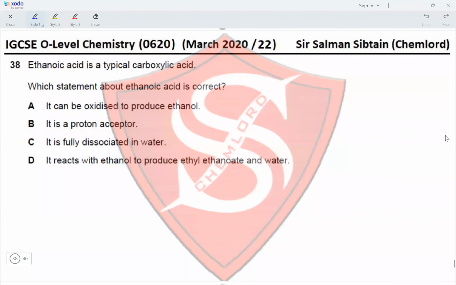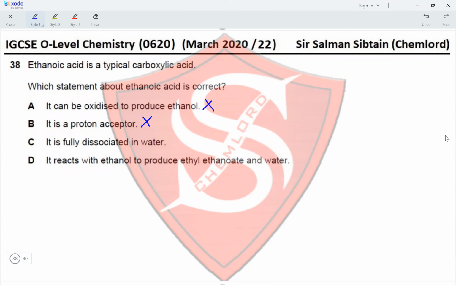Question 38. Ethanoic acid is a typical carboxylic acid. Which statement about ethanoic acid is correct? It can be oxidized to produce ethanol. No, this is incorrect. Ethanol can be oxidized to produce ethanoic acid. It is a proton acceptor. It contains the COOH, which donates H positive ions, making it a proton donor, not a proton acceptor.